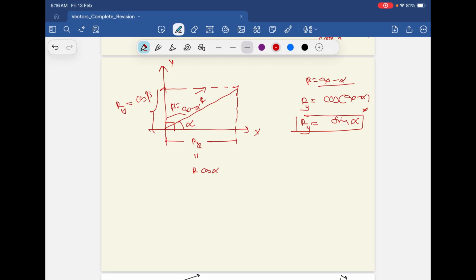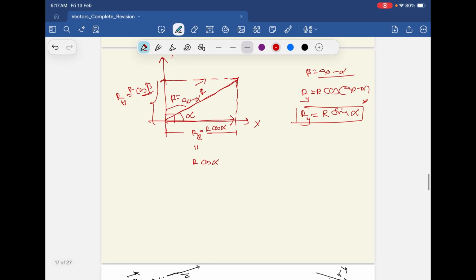So beta is 90 minus alpha, so cos of 90 minus alpha. Here rx is r cos alpha, and ry is r cos beta, with beta equal to 90 minus alpha, so ry becomes r sin alpha. Clear? So here a vector in the plane is resolved into two rectangular components. This is the x component. Components are scalars. Keep in mind, the vector is there, and vector components are scalars. So here r bar, rx and ry.